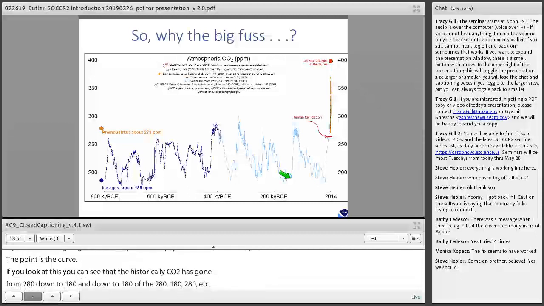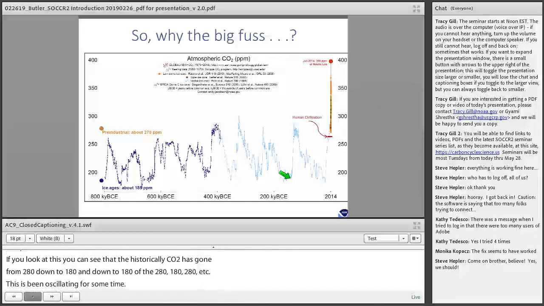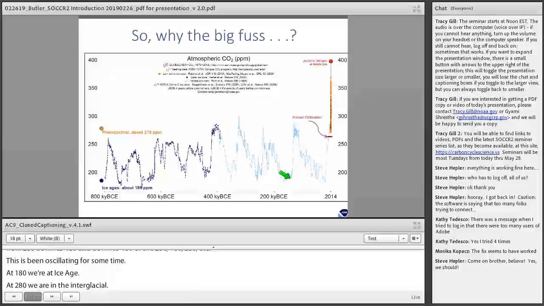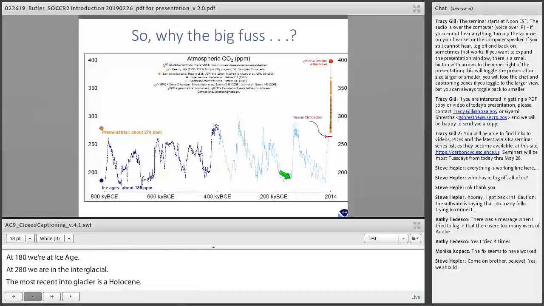The most recent interglacial is the Holocene, and you can see that's where human civilization evolved. And everything was right for that to happen. It's only about a 10,000 year stretch. And one of the key things is that CO2, which regulates the temperature of the planet to a good degree, was 260 to 280 parts per million during that time.